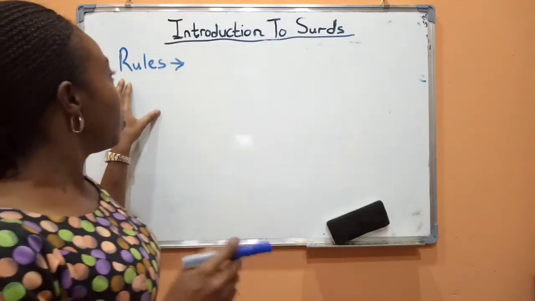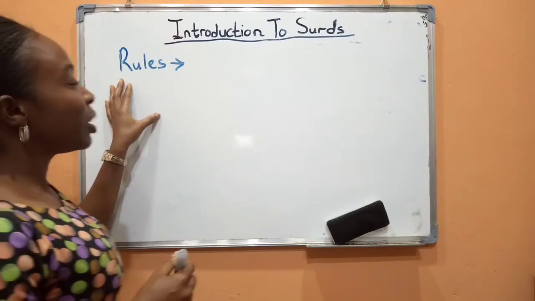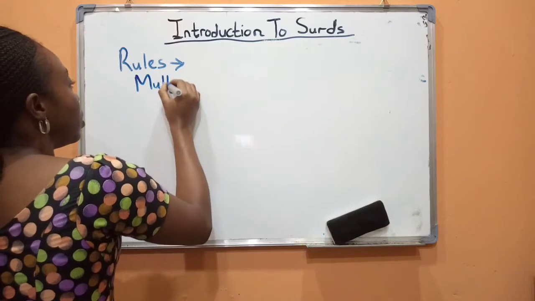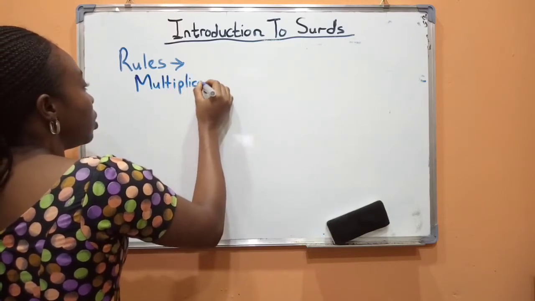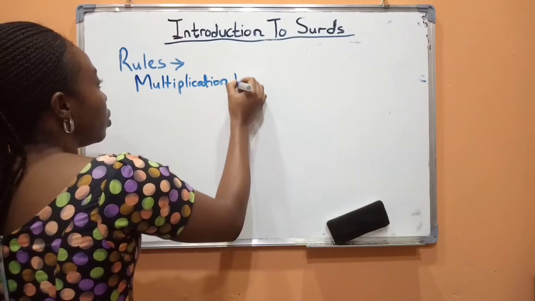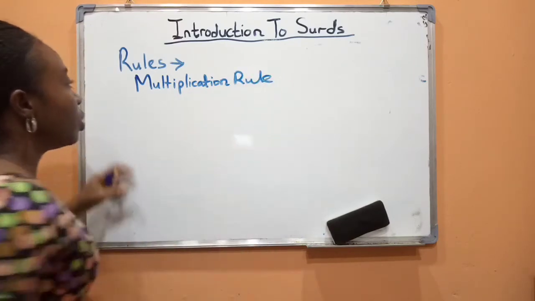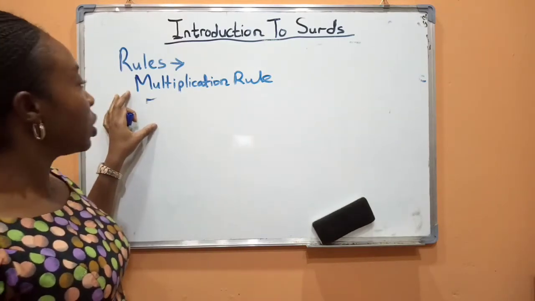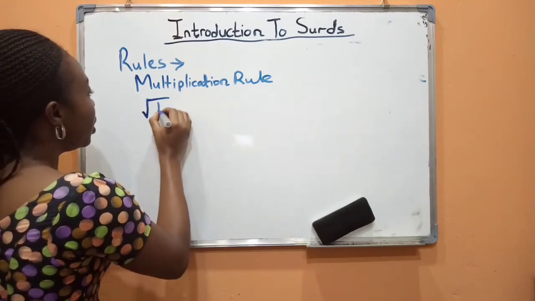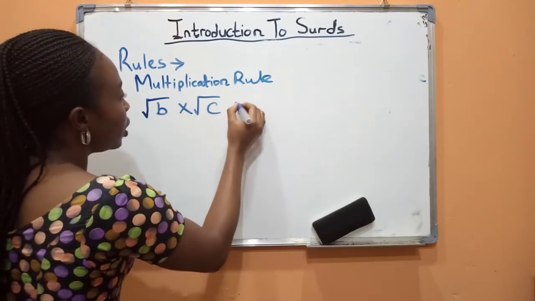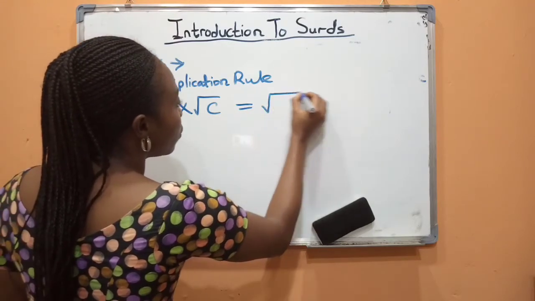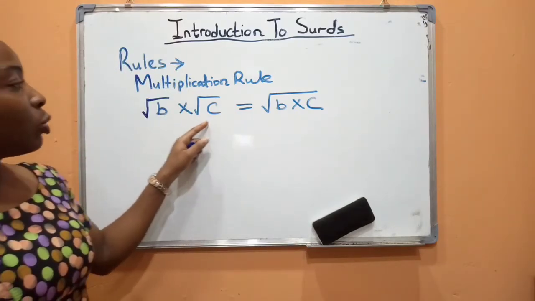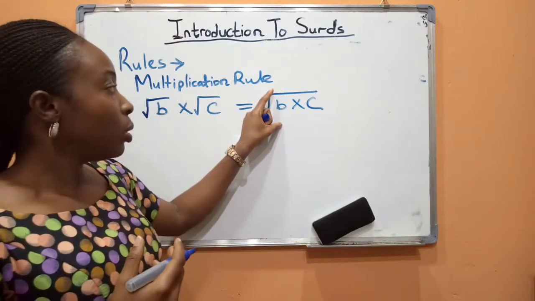In looking at the rules guiding the operation, I would like us to start with the multiplication rule. Now, when you are looking at the multiplication rule, what it simply states is this. The multiplication rule tells you that when you have root b times root c, it equals the combination of the roots, that's root of b times c, okay? Root b times root c gives you the root of b times c.